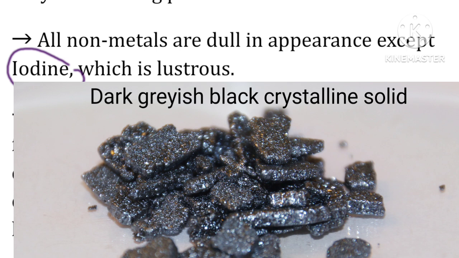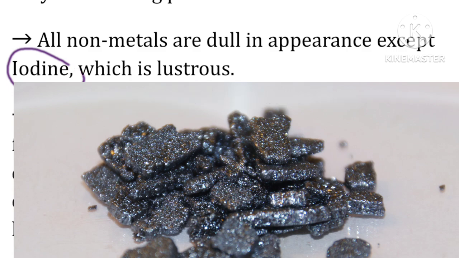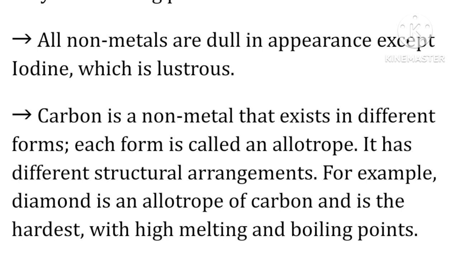We know that non-metals are dull in appearance except iodine. You can see on the screen, which is lustrous, and it is actually a grayish black color crystalline solid. Carbon, which is a non-metal, it exists in different forms, and each of this form is called an allotrope. The difference in form is because of different structural arrangement. Because of the different structural arrangement, the properties also vary.